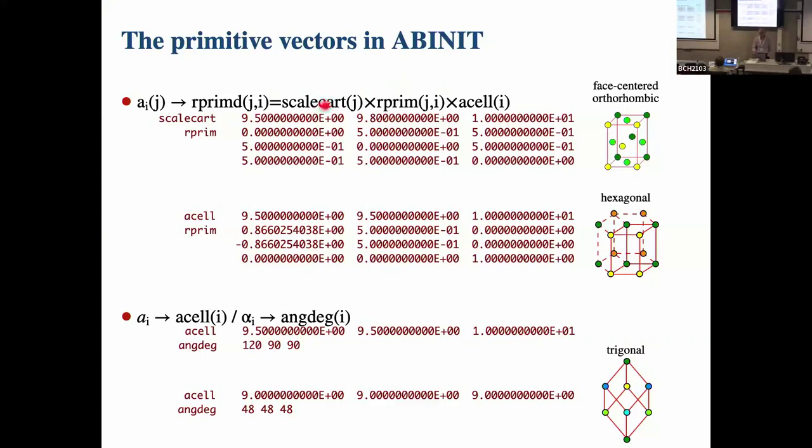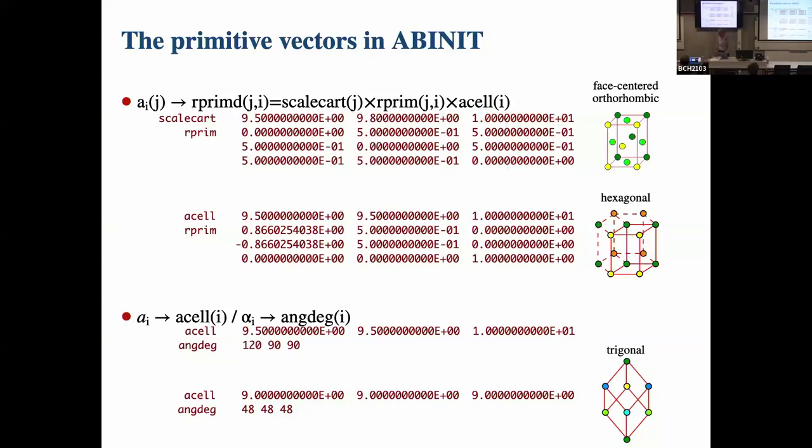So for instance, here, if you have a face centered orthorhombic, you typically have to take 0, 1/2, 1/2, 1/2, 0, 1/2, 1/2, 1/2, 0 as the three vectors. These are the vectors that go to the center of the faces, okay? But then, given that it's orthorhombic in this case, you have to multiply the different columns here by a different number. So this number multiplies this column, and this multiplies this column, okay?